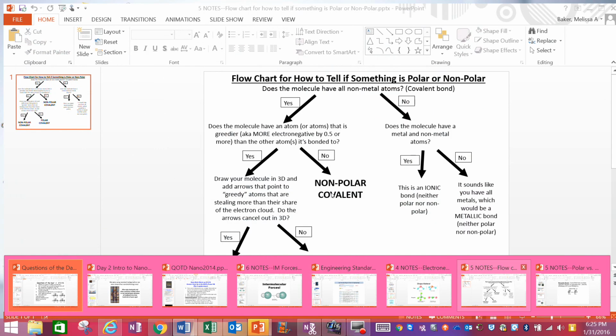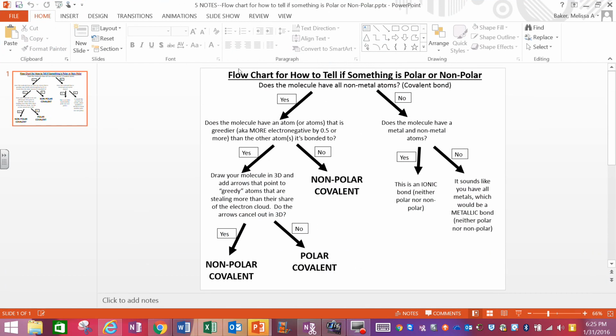Also, there's a handy-dandy little flowchart that I made, how to tell if something's polar or nonpolar. So first you have to double check that it's nonmetal atoms. If it's not all nonmetals, then you've probably got an ionic compound or a metallic alloy. So first you have to check that. Then if you know it has all nonmetals, you see if the molecule has an atom or atoms that are greedy, meaning they're more electronegative by 0.5 or higher than other atoms that they're bonded to.